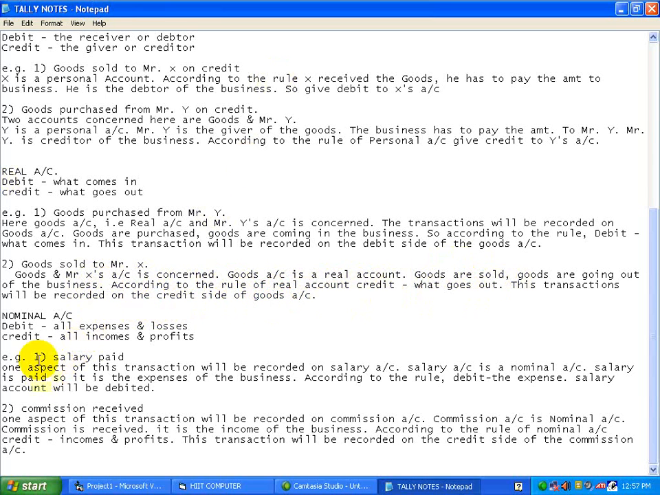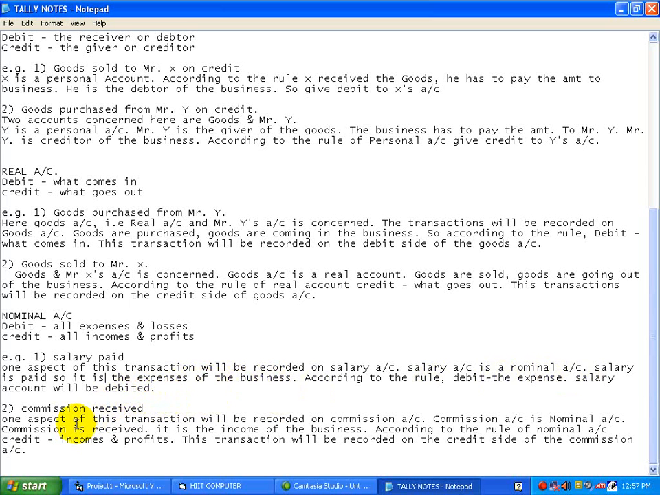The last one is nominal account. Debit all expenses and losses, credit all incomes and profits. This is a rule of nominal account. Now with an example, salary paid. See, one aspect of this transaction will be recorded on salary account. Salary account is nominal account. Salary is paid, so it is the expense of the business. According to the rule, debit the expense, salary account will be debited.